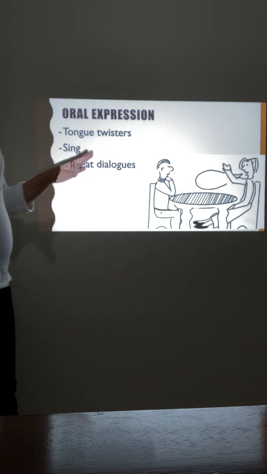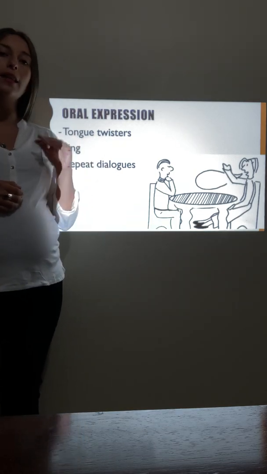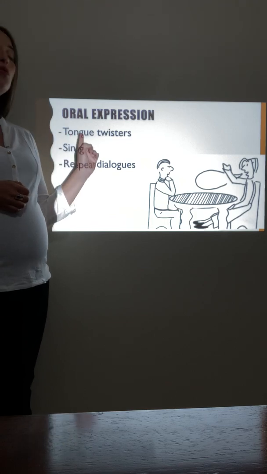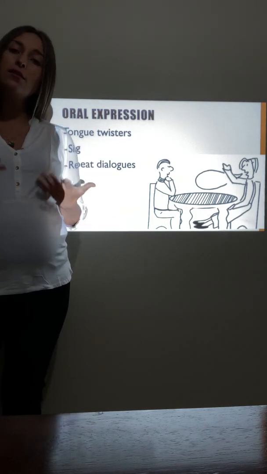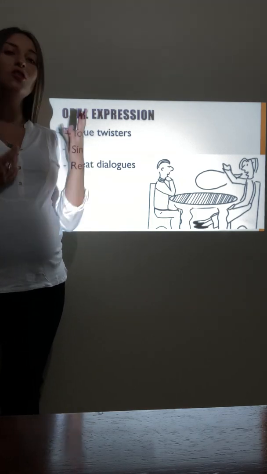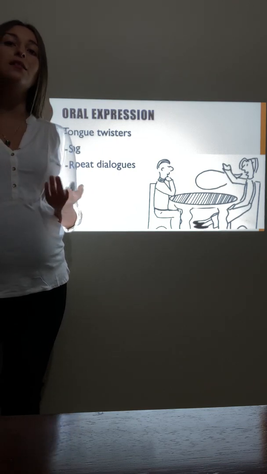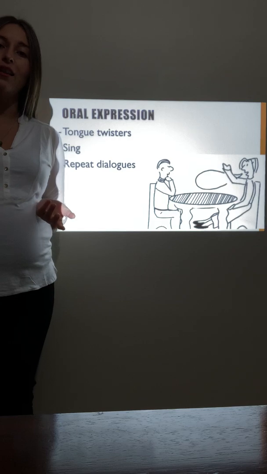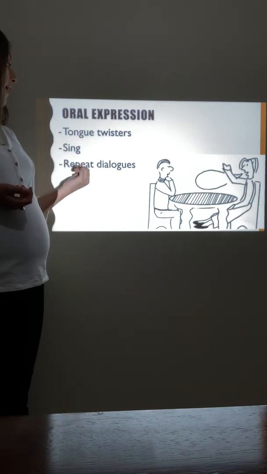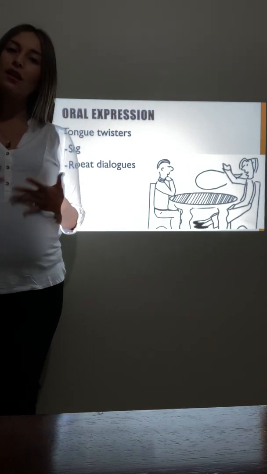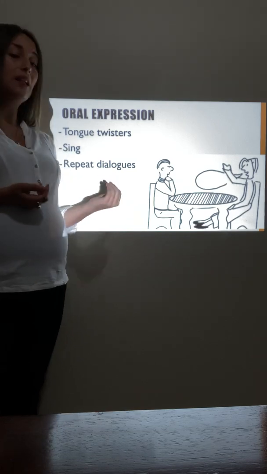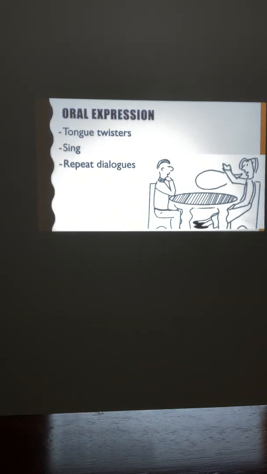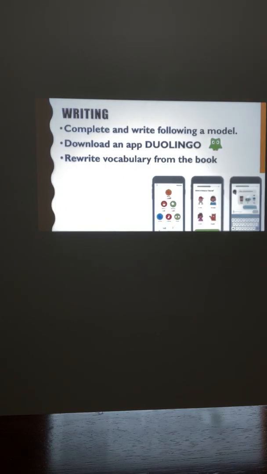To practice the speaking, the oral expression, we have worked using tongue twisters. The tongue twisters are a way to practice your speaking, to practice the sounds. You can also at home sing in English. Sing a song you like or repeat different dialogues, but you need to speak in English for you to practice to improve your speaking.